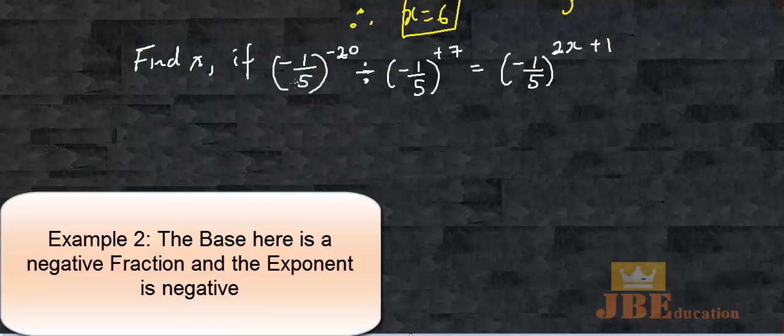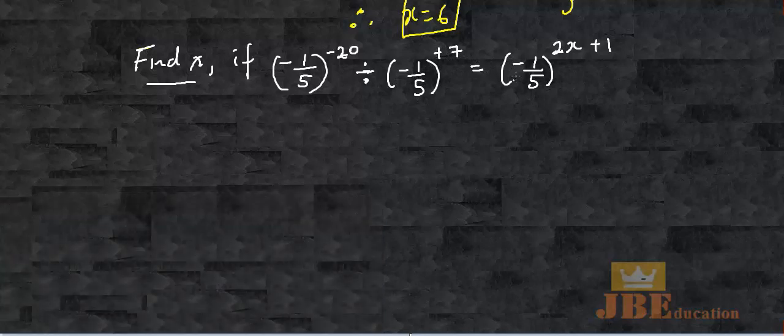We are given another question. We are expected to find x if negative 1 over 5 raised to the power negative 20 is divided by negative 1 over 5 raised to the power positive 7, which is then equated to negative 1 over 5 raised to the power 2x positive 1.